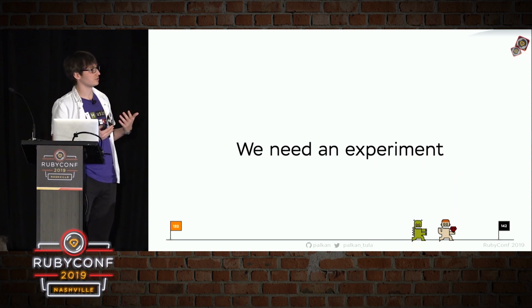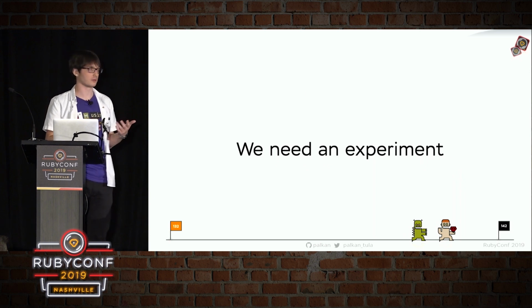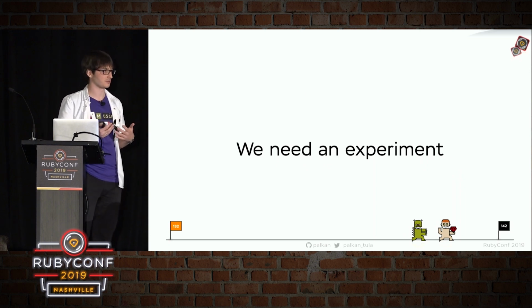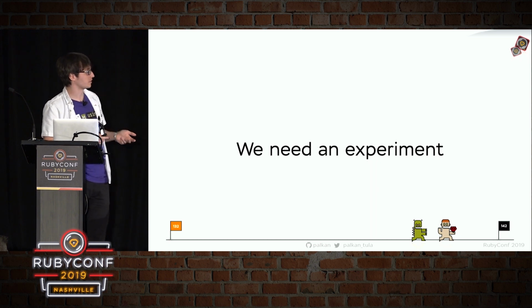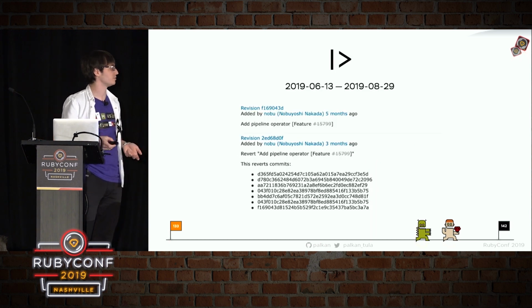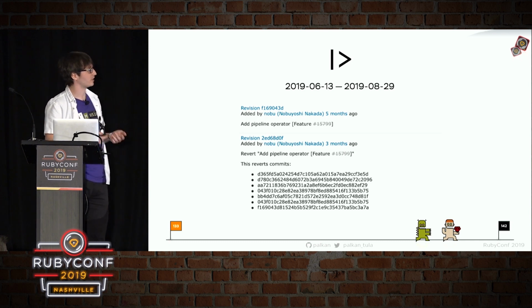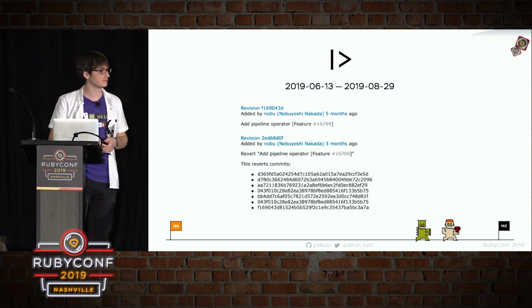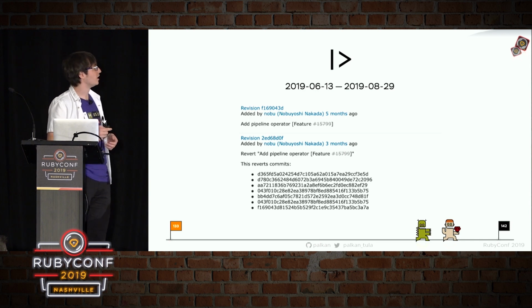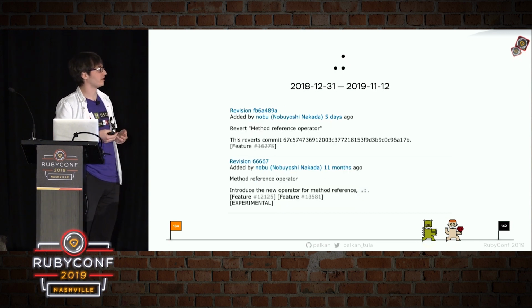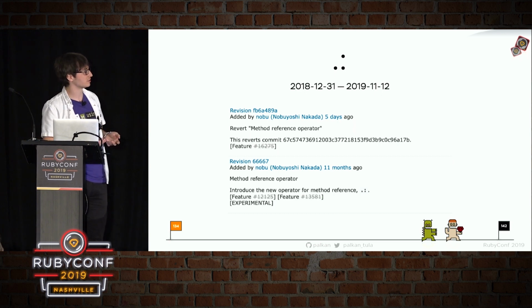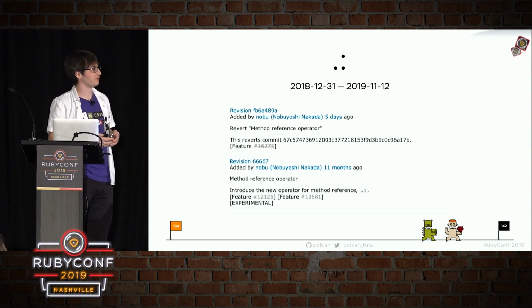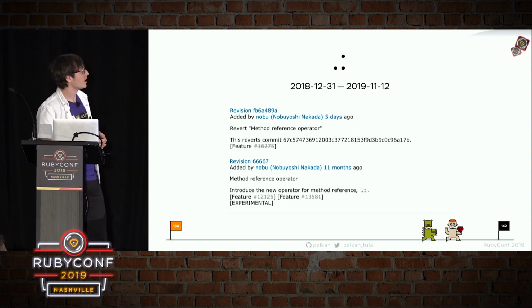But first we need to come up with a process of experimenting, some guidelines. And why do I think so? Well, here are two examples. Matt already mentioned some numbers. The pipeline operator survived 3.5 months. Method reference lasted almost a year, and it passed the first release candidate, and it was canceled. And actually, no one knows why. Well, probably a few people do, but they're not in this room.